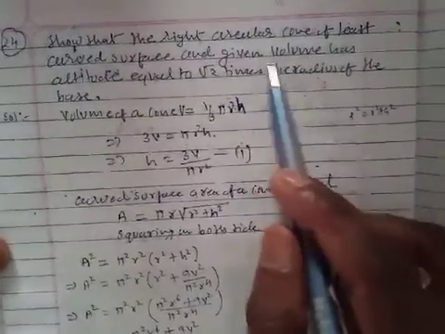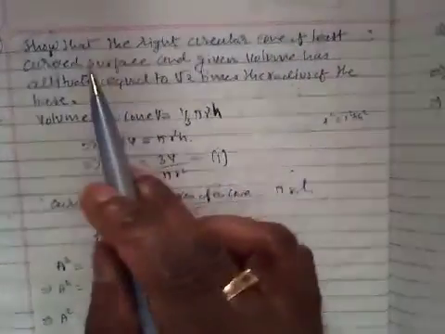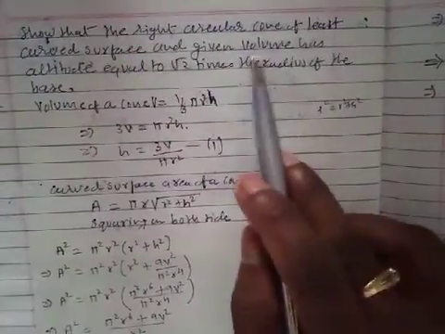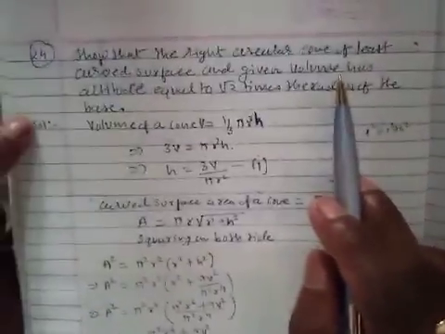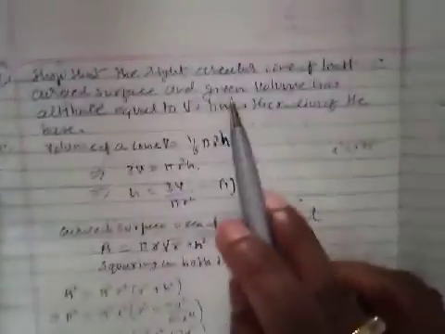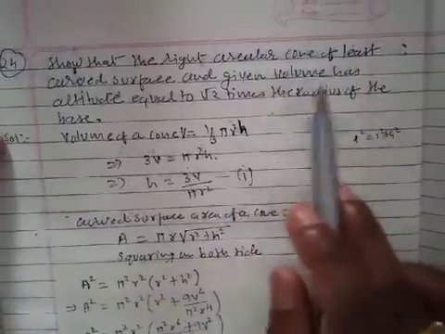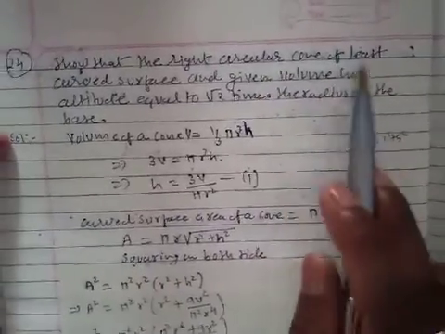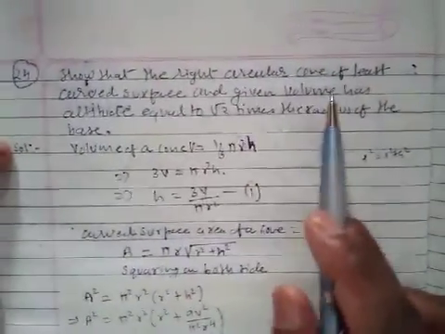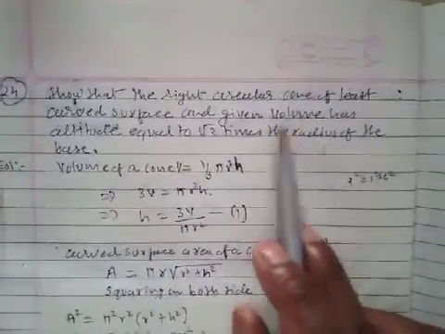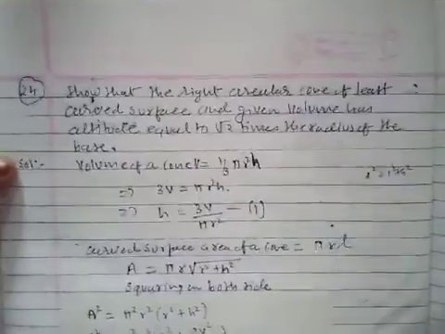Given volume. So we have to start with the volume and prove the surface area is minimum. We have to see what is given and what we have to prove. It is given that the volume is given, and we have to prove the curved surface area is least. Least means minimum. So let's start with the volume, and then we'll substitute h from the volume into the surface area, and that's the way we'll go.